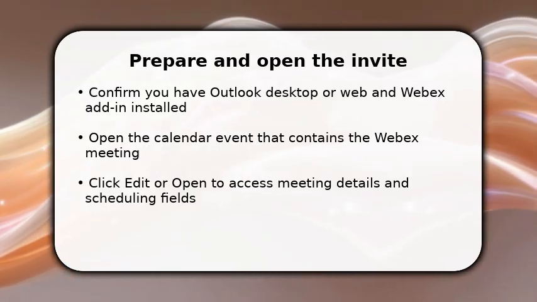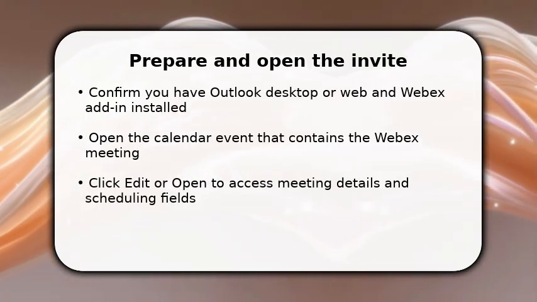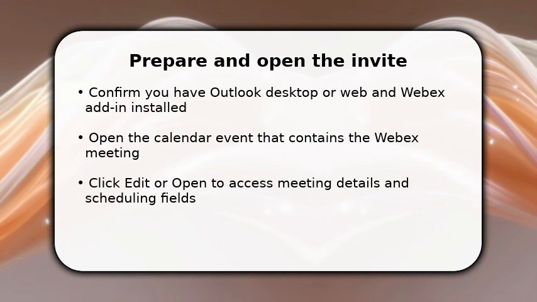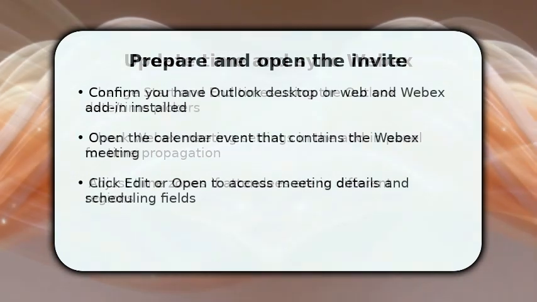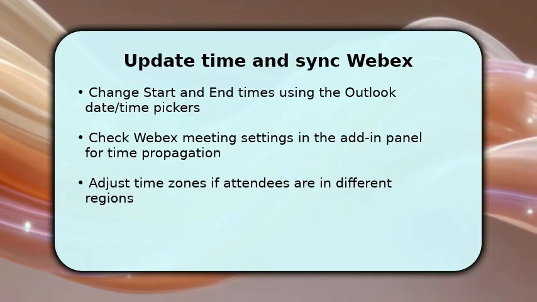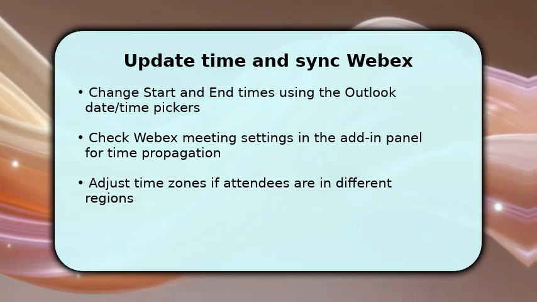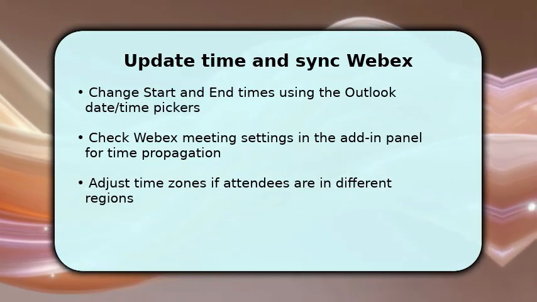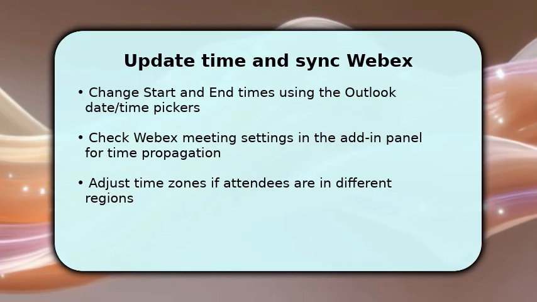Now locate the start and end time pickers in the event header and prepare to update them to the new desired times. Change the start and end times directly in Outlook because the calendar controls are the authoritative source for the meeting slot. Once done, examine the Webex add-in panel. It should reflect the new times automatically. If not, click Refresh or reapply to push changes to Webex.